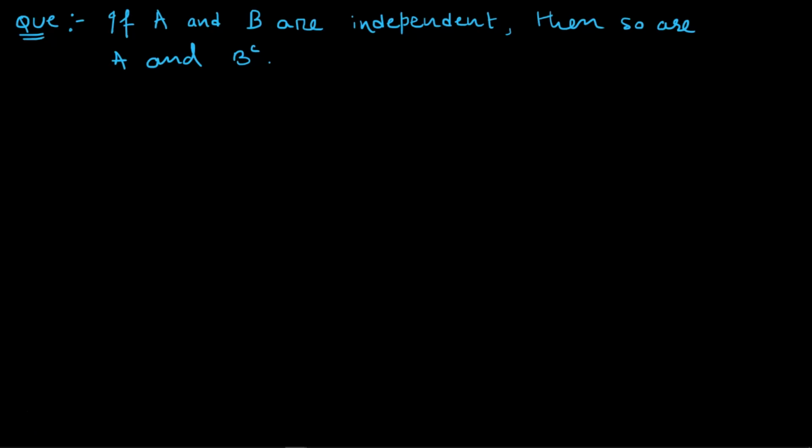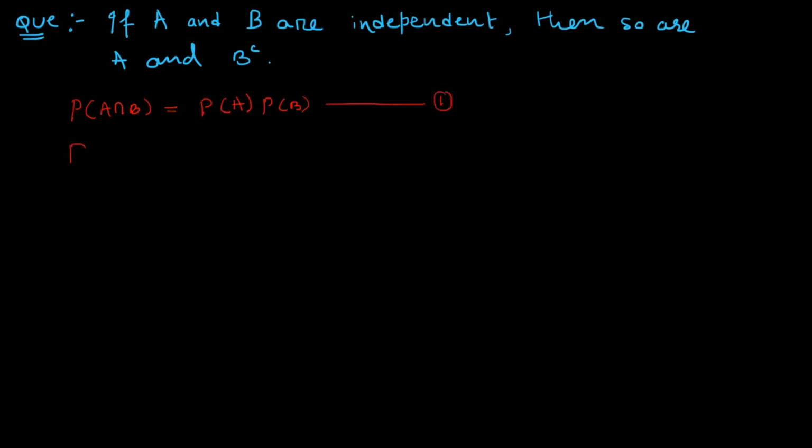So this is going to be a beautiful problem. If A and B are independent, then so are A and B complement. Suppose A and B are independent, then this thing will hold: probability of A intersection B is the product of probability of A and probability of B. This will for sure happen.